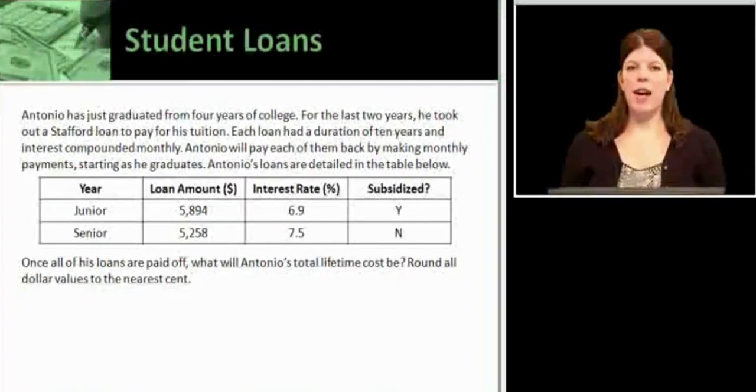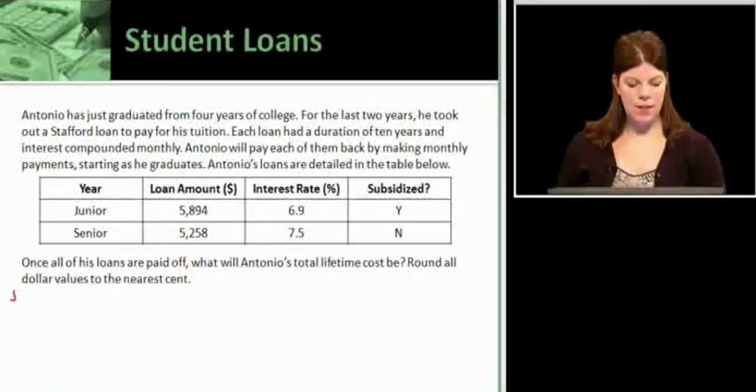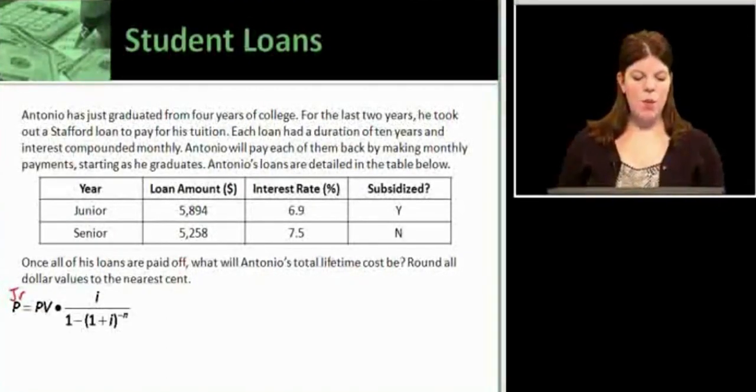Well, let's figure out how much he pays in total for the subsidized loan in his junior year and the unsubsidized loan in his senior year and add them together. So to figure out how much he's paid, let's look at his junior year first, which is his subsidized loan. Since it's subsidized, we're just going to use the payment formula listed here. It's very straightforward. Let's just substitute in what we know from the problem.